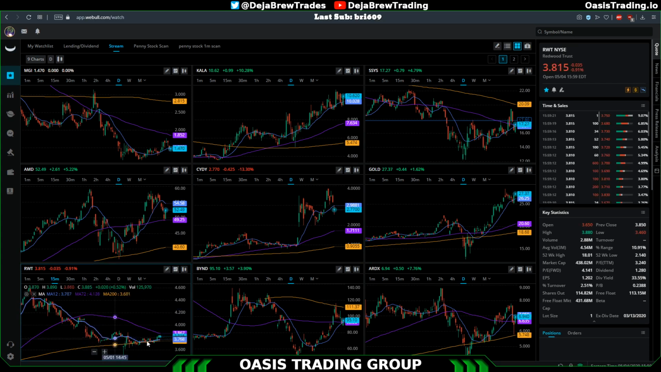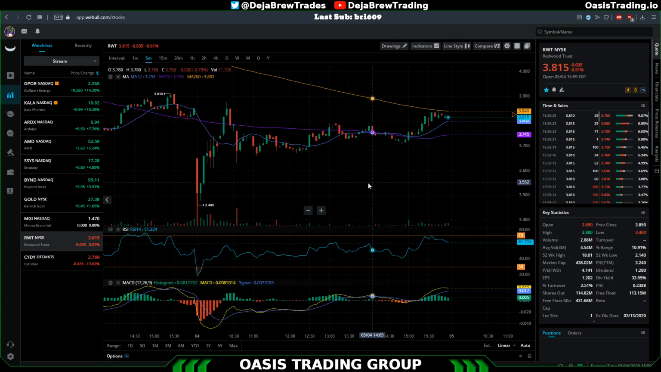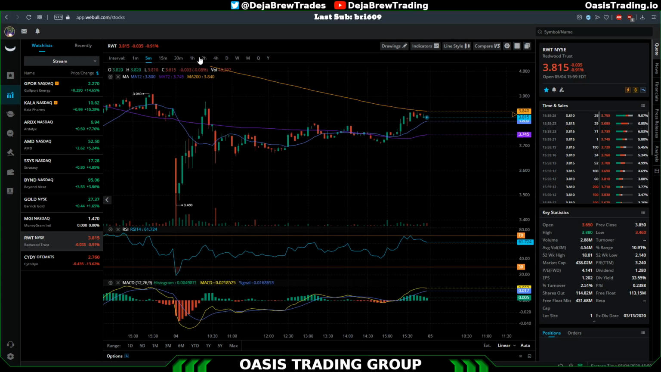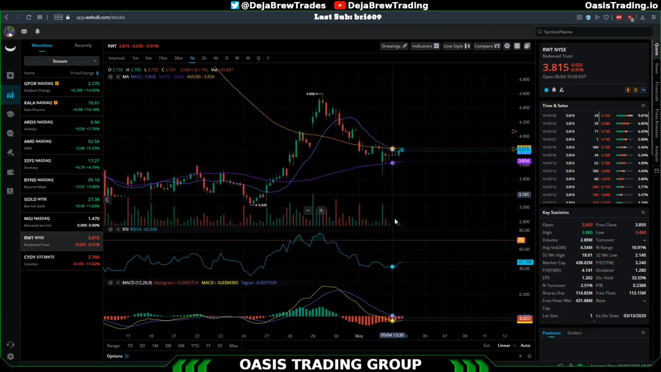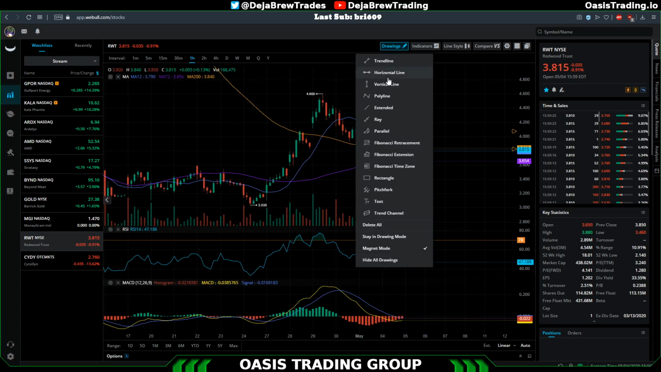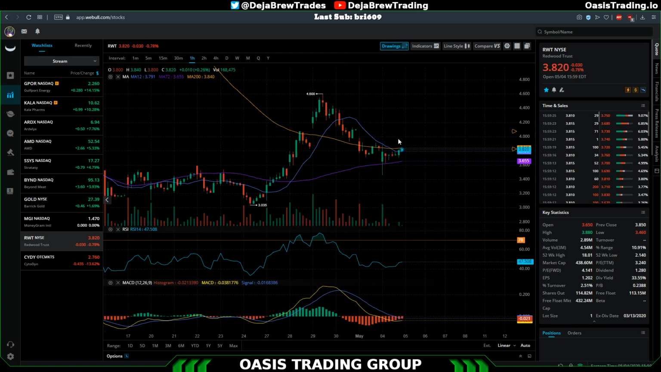RWT looks really ready to break out. Nice accumulation here. Gap down, reversed. Pretty strong bull flag. That's a 618 test. I don't even have to pull it up, but I can pull it up. You can pretty much tell from just looking at it. That's a 618 test.